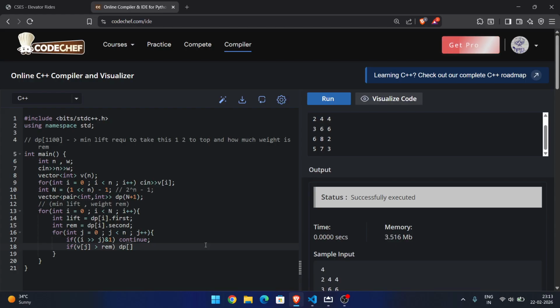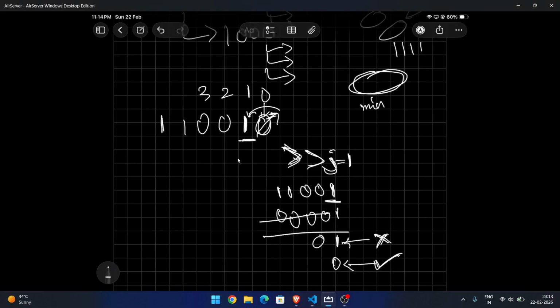What would be the new state? This will be simply A or, B not B, it would be A OR one left shift J. Okay, so how are we getting the new state?